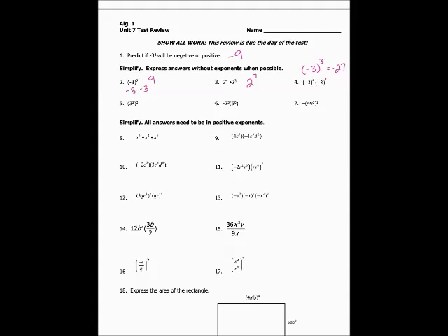On number 5, that's a power to a power. I have to apply in that 3 to the 3 squared, which means we keep our base and we multiply our exponent, so 3 to the 6th power.